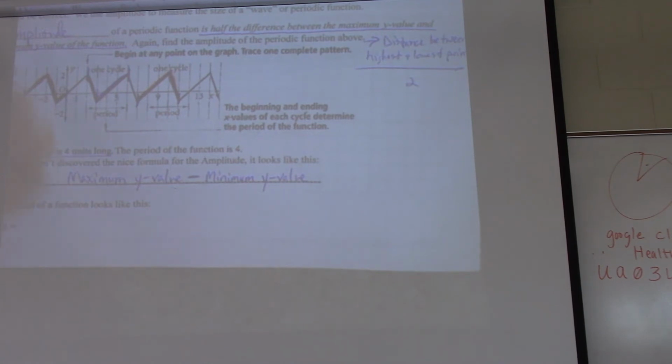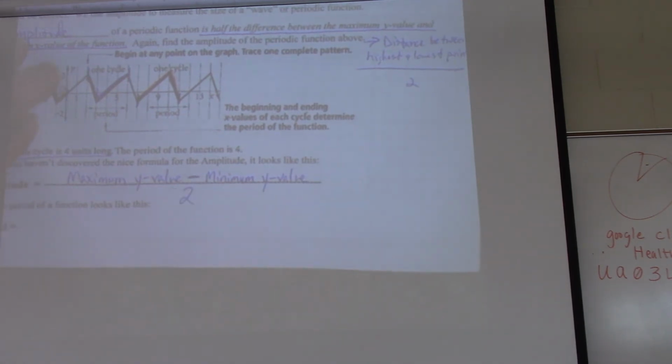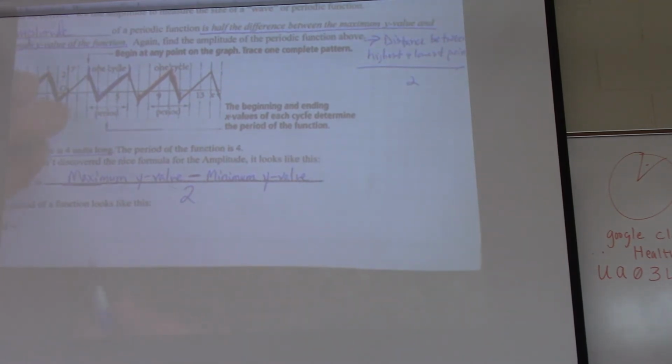All right, divided by, that's why this big line is there, 2. Divided by 2. I don't know if you want to paint that line in a little more so you know it's a divide sign, but we're going to do examples of this in a few minutes. And the period you can find real easy by just taking your ending x value of a cycle minus your beginning x value of a cycle.